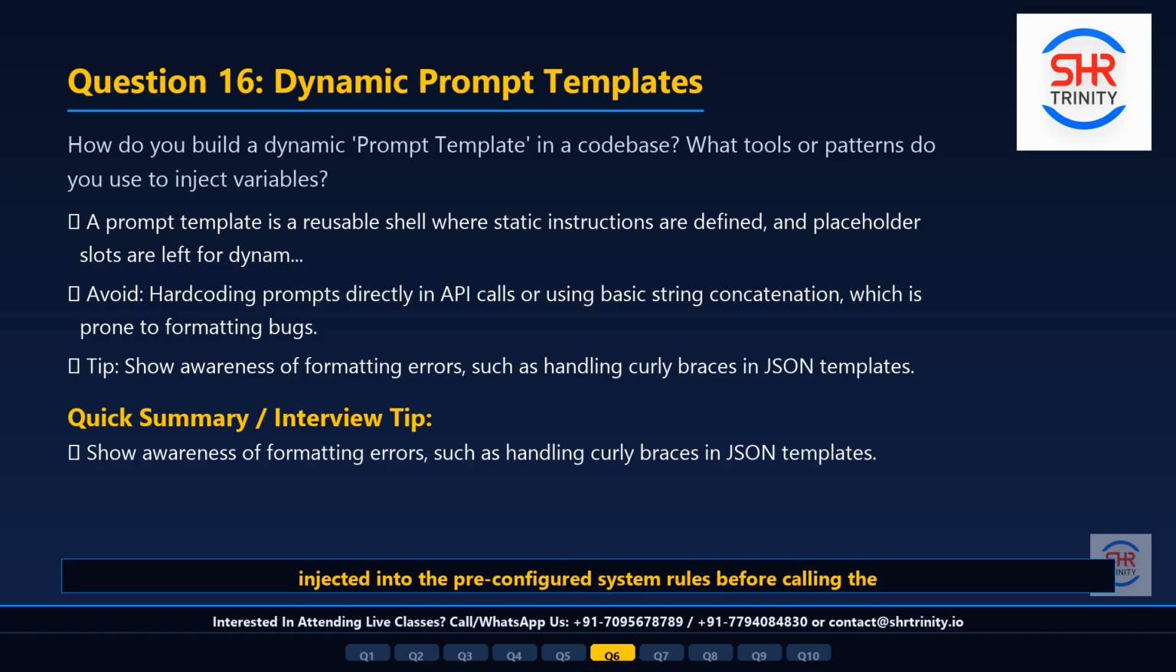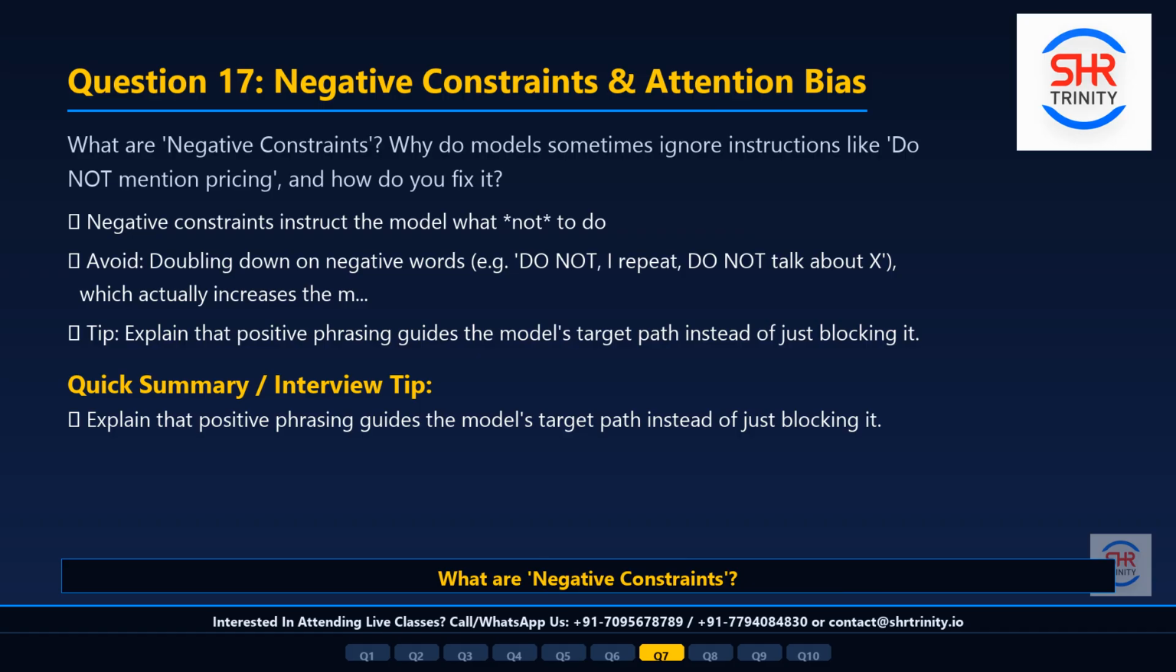Question 17. What are negative constraints? Why do models sometimes ignore instructions like, do not mention pricing, and how do you fix it? Negative constraints instruct the model what not to do. LLMs sometimes ignore "do not" instructions because of attention bias. Mentioning the word pricing activates tokens related to pricing in the model's semantic network.